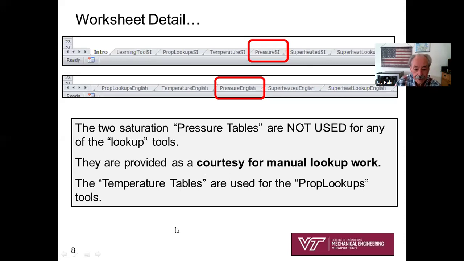Okay, worksheet detail. Oh, right, I'm glad I put this slide in. These two tabs entitled pressure SI, these two pressure tables, are not used in the lookup of the vapor dome properties. I've only included those as courtesies for completeness of copying and pasting the textbook tables into an Excel file. So this is a courtesy for your own manual lookup work, or however you might want to use this Excel file.